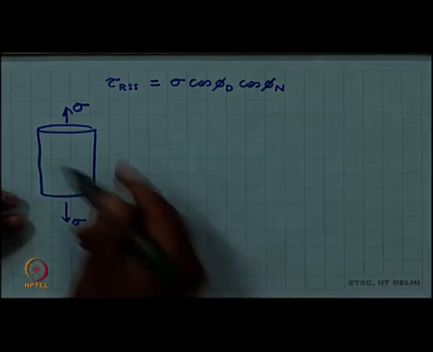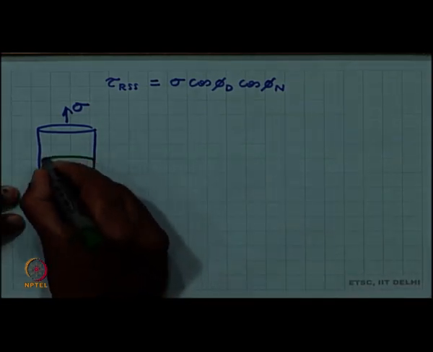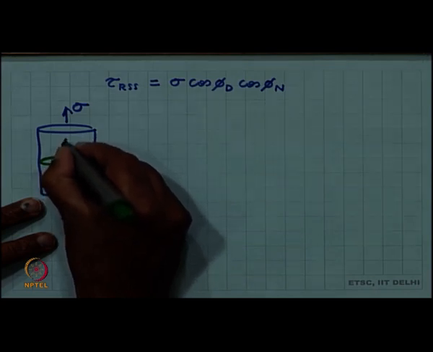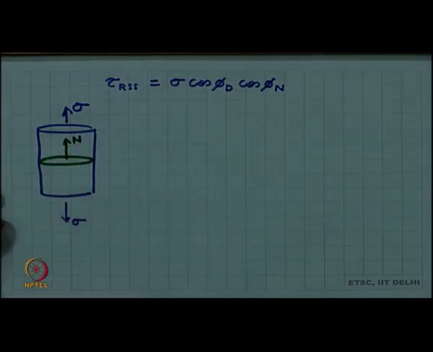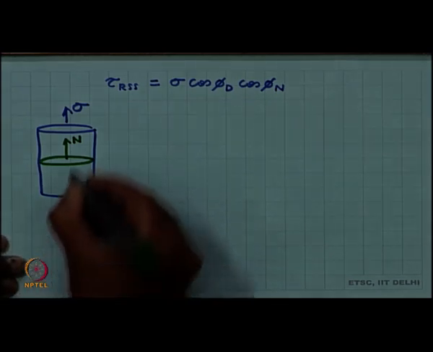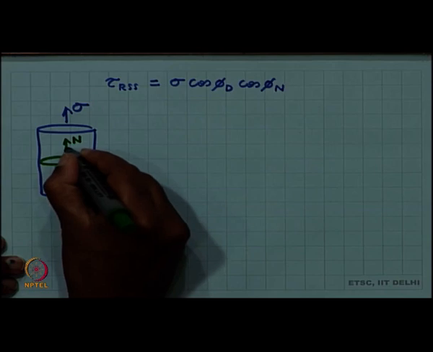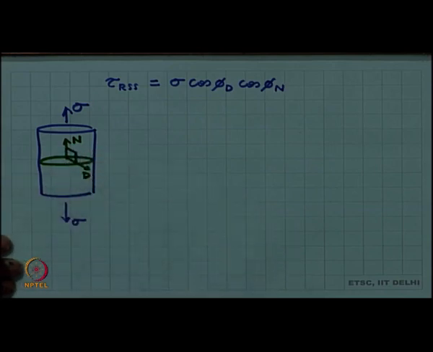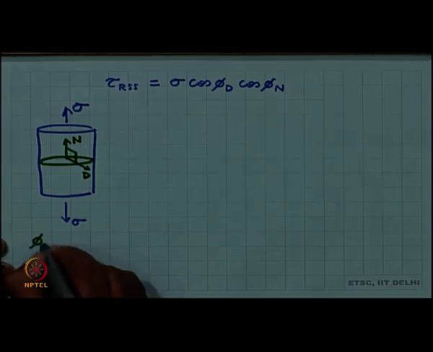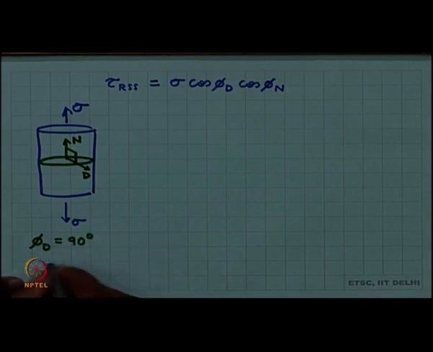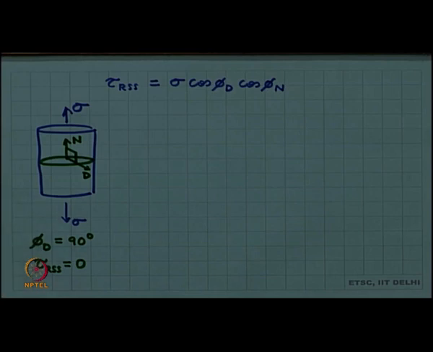Now, consider a plane which is normal to the stress axis. For this, the slip plane normal is along the stress axis. Which means any slip direction which you will take will always make an angle of 90 degrees with the stress axis. So, phi d for this case will be 90 degrees, and so the resolved shear stress will be 0. So, no resolved shear stress can exist on a plane which is perpendicular to the stress axis.